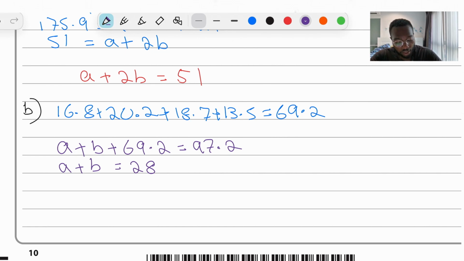We also have that a plus 2b is equal to 51. We have these two equations here. Loads of ways you can do it. If we just do equation 2 take away equation 1, that will simplify down nicely. The a minus a will cancel out. We get 2b minus b, which is b. And then 51 minus 28 is 23. So we get b as 23.